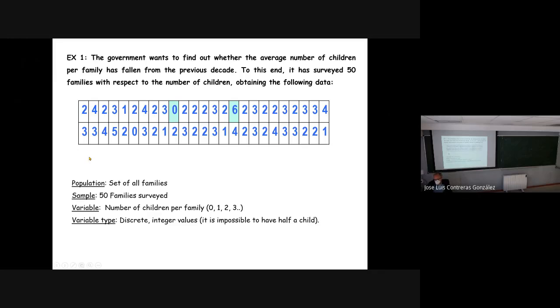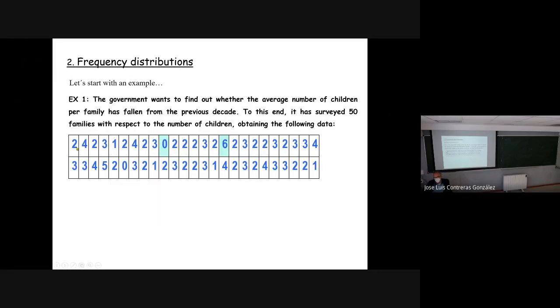One of the families, two children, another four, another two, etc.